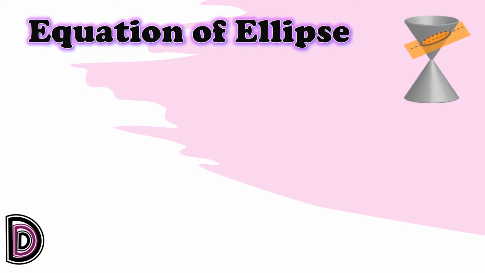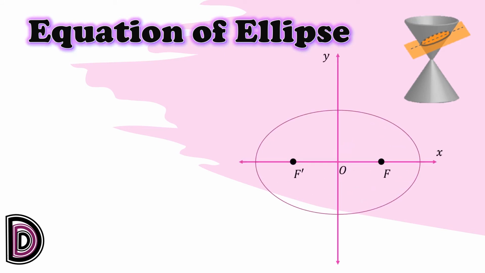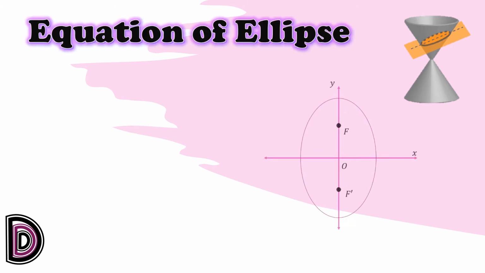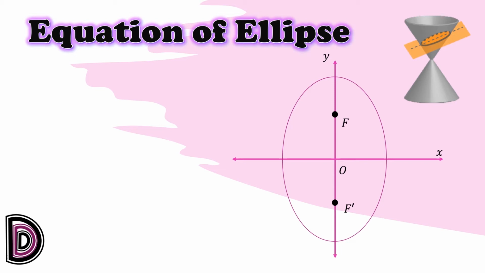The equation of the ellipse with center at origin and major axis along the x-axis is given by x squared over a squared plus y squared over b squared equals 1. While when the major axis is along the y-axis, the equation for the ellipse with center at origin is given by x squared over b squared plus y squared over a squared equals 1.